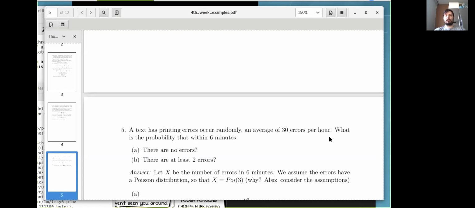We can use the Poisson approximation. So per hour, that's 30, and we have 60 minutes in an hour, so 6 minutes would be 1/10 of that hour. So we'd expect there to be 3 errors every 6 minutes, 1 every 2 minutes, if you will.